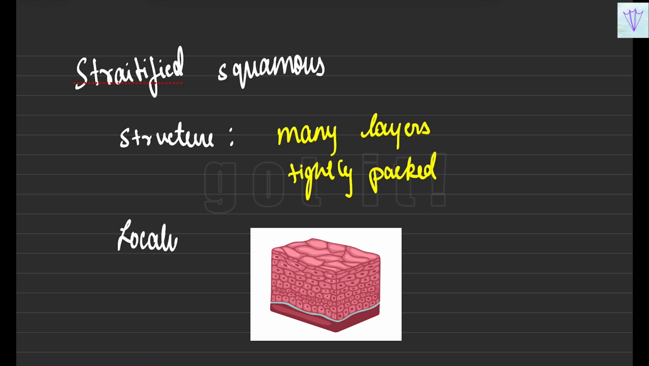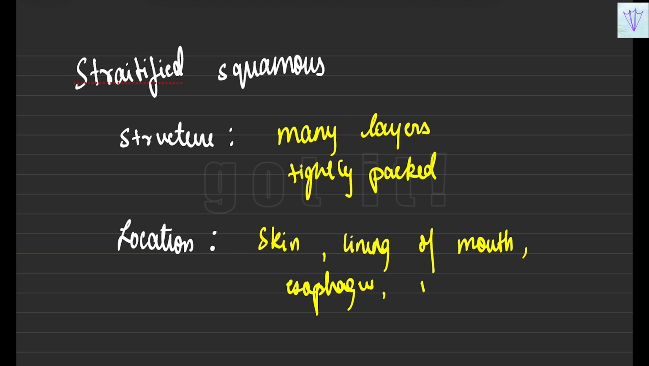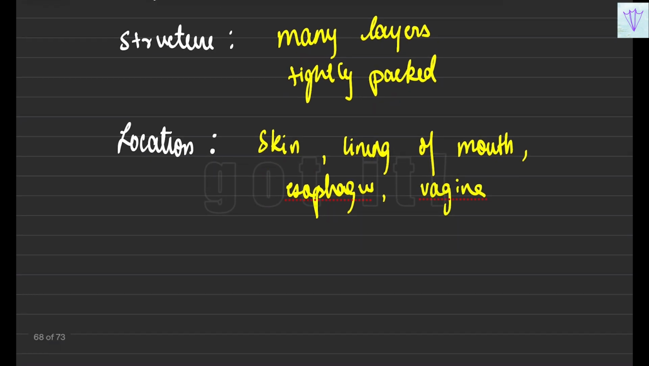So next, where is it found? The location of this. It is found in skin, lining of mouth, esophagus, and vagina. So next, dealing with the function. What is the function of this? Protection against wear and tear.